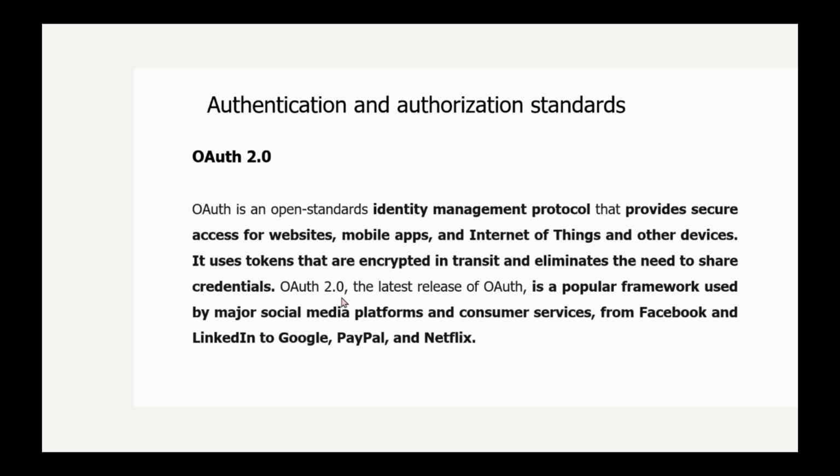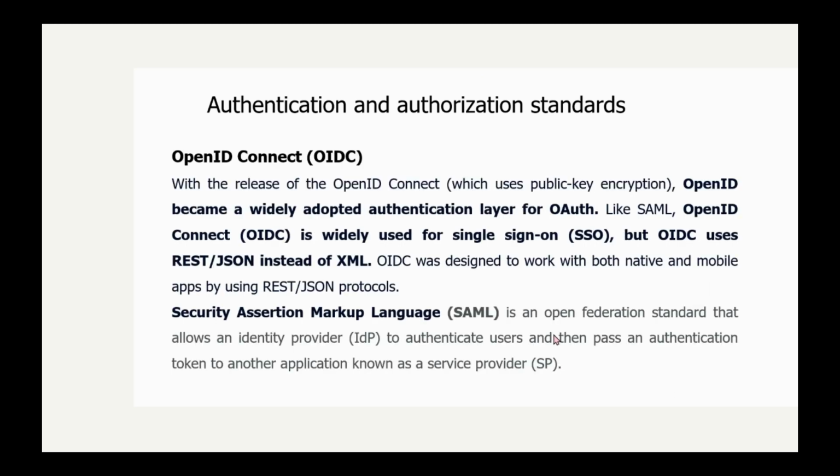OAuth 2.0 is the standard protocol to implement authorization. This is widely used in e-commerce applications and social media applications. If you see here, LinkedIn, Google Pay, Google, PayPal, Netflix, Facebook, everywhere it is used. This is the latest version, OAuth 2.0. Another one is OpenID Connect. OpenID Connect is used for the authentication layer. It is the authentication layer in OAuth.